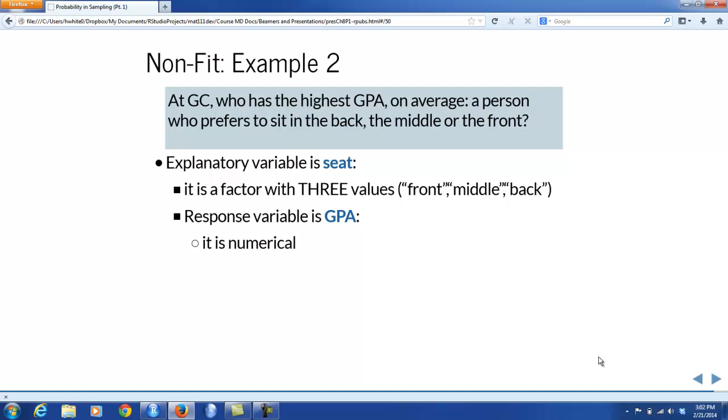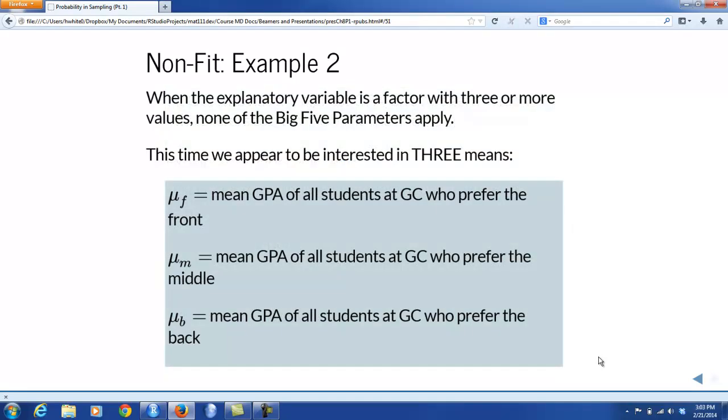At Georgetown College, who has the highest GPA on average? A person who prefers to sit in the back, the middle, or the front? Here the explanatory variable is seat. We're wondering if where you prefer to sit makes a difference in your GPA. And it's a factor with 3 values, front, middle, and back. The response variable is GPA, and it's numerical. So this time the explanatory variable is a factor with 3 or more values.